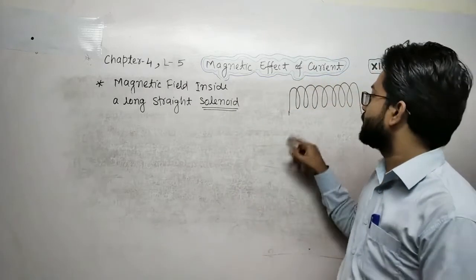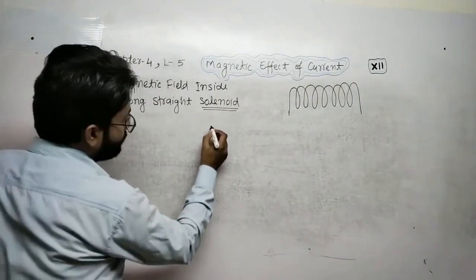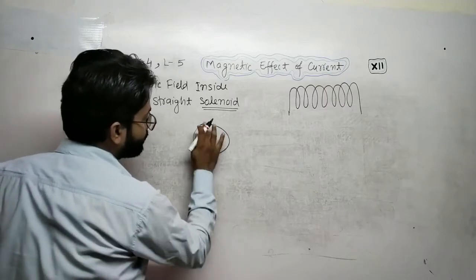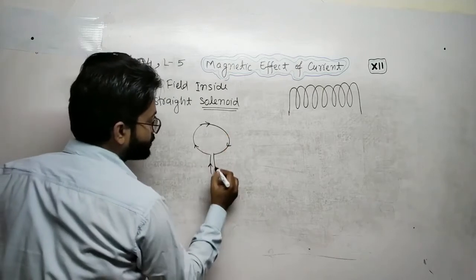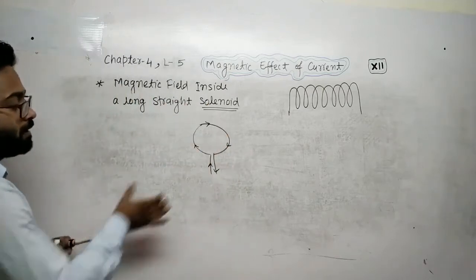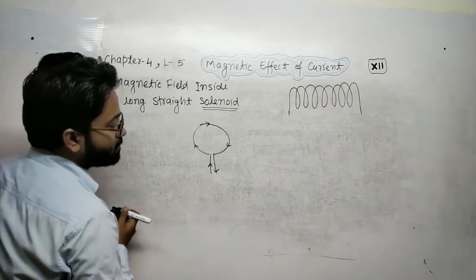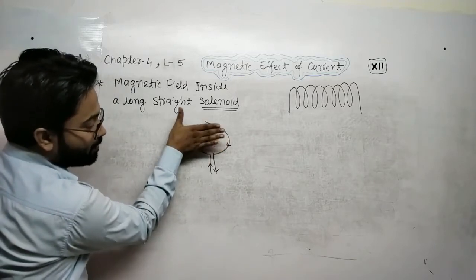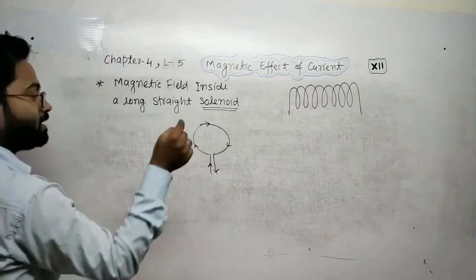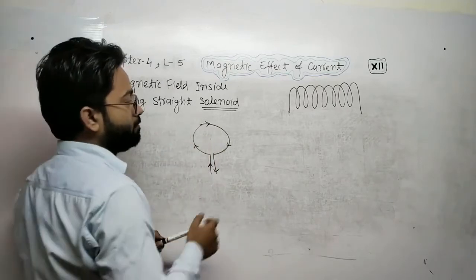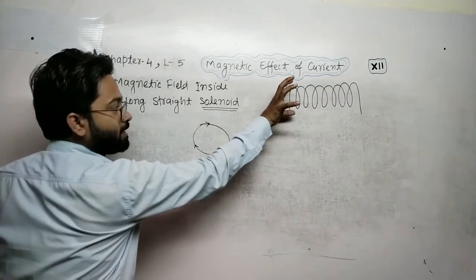This is the solenoid. If the current is moving in the coils in this direction, this is the coil, and this is the direction of current, and we have to calculate the magnetic field at the center. You know that by the right hand rule the magnetic field will be into the plane. The magnetic field is inside.